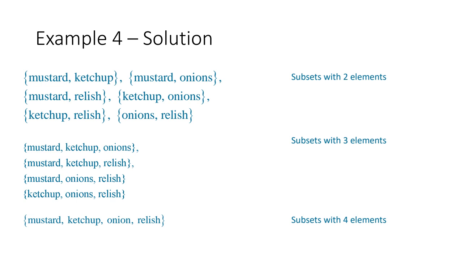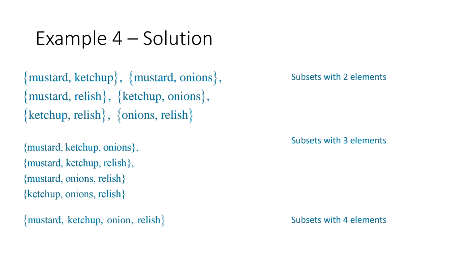Next, with 3 elements, there are only 4: mustard, ketchup, onion; mustard, ketchup, relish; mustard, onions, relish; ketchup, onions, relish. And last, how many sets can you create using all 4 different elements? Well, there's only one, which is kind of like the total set: mustard, ketchup, onion, and relish.